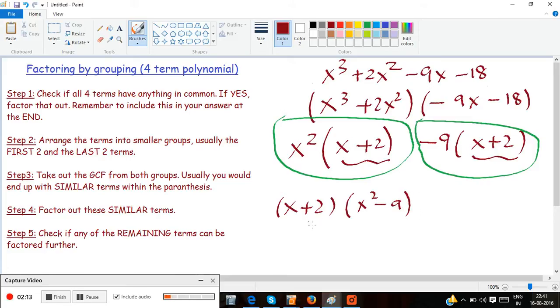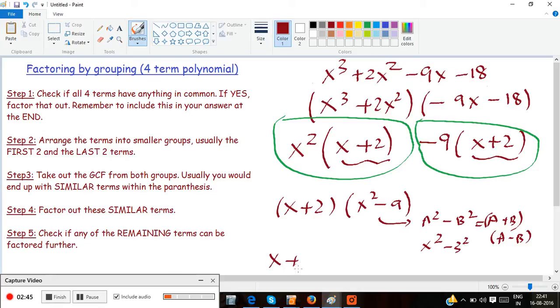So this is how you go about factoring a 4-term polynomial. But before I go, there's step 5. Check if any of the remaining terms can be factored further. I realize that the second term is of the form a squared minus b squared, which is equal to a plus b into a minus b. And so it's x squared minus 3 squared.